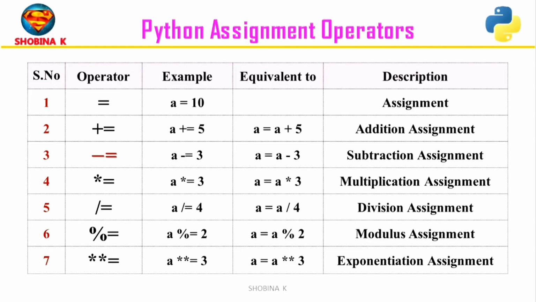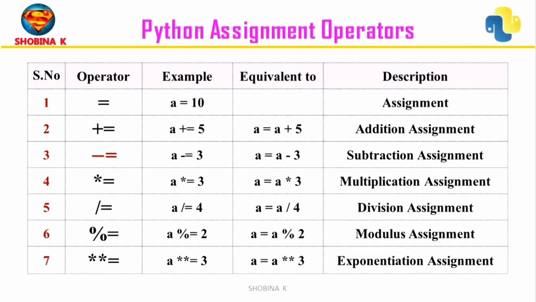Division assignment operator. This operator is a shorthand way of dividing a variable by a value and updating the variable with the result. A /= 2 is equivalent to A = A / 2. And then we have modulus assignment operator. This operator calculates the remainder when a variable is divided by a specific value and updates the variable with that remainder. A %= 2 is equivalent to A = A % 2.